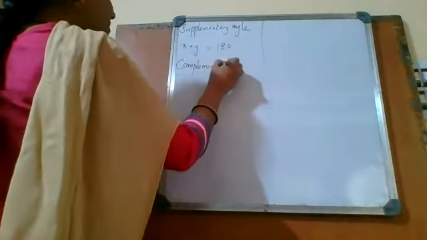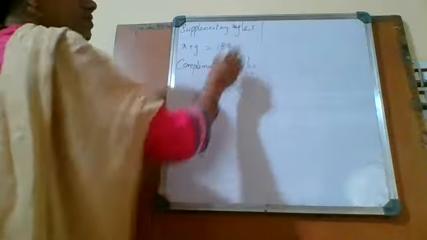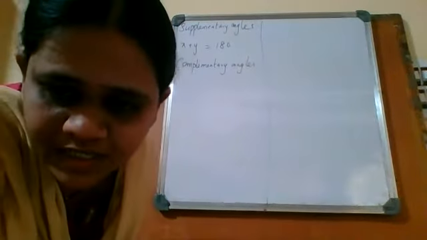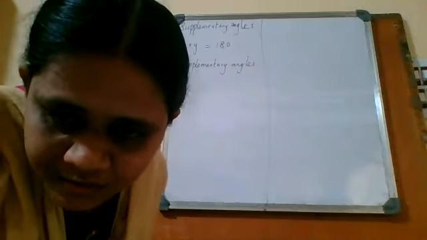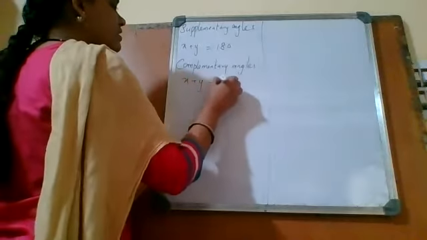Complementary angles. What are the complementary angles? What is a complementary angle? Yes, the sum of two angles must be equal to 90 degrees.